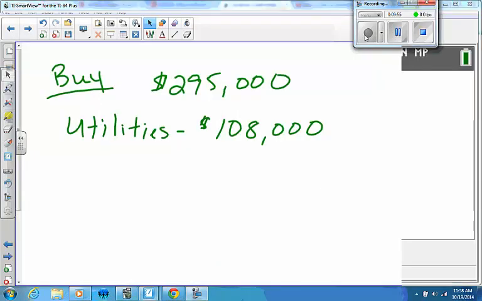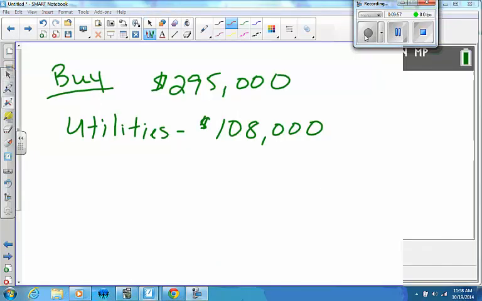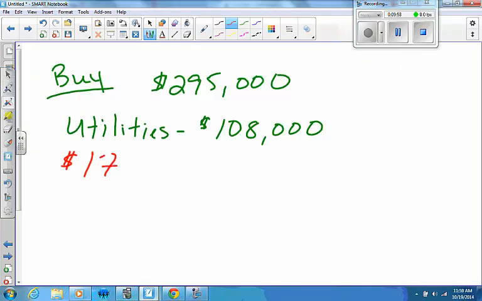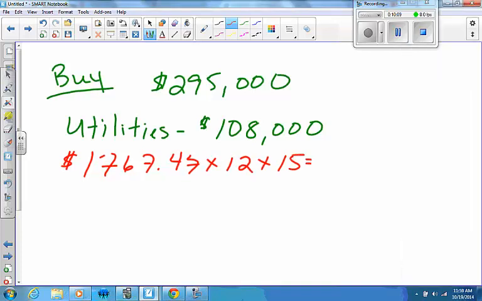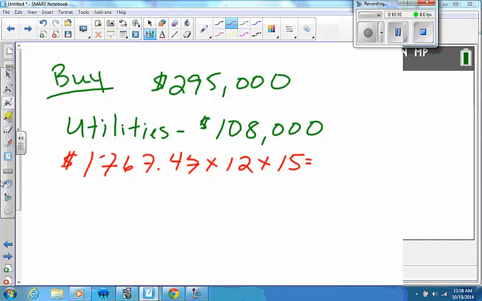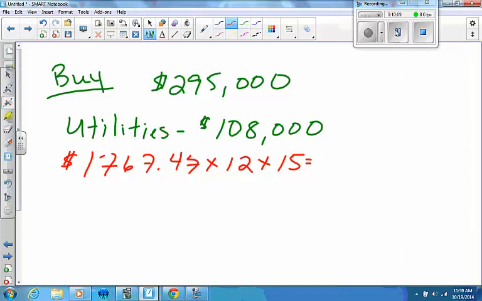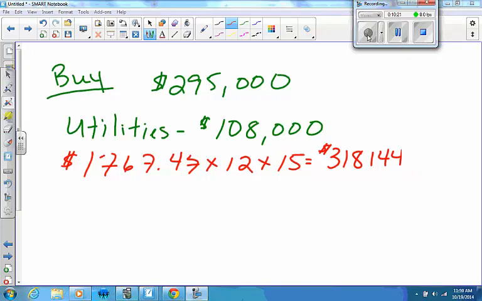If I write down my monthly mortgage payment, $1,767.47, and multiply that by 12 and then by 15, I get the cost to live there over those 15 years. You notice that just to live there, I'm going to spend $300,000 plus, which is way more than I spent on renting already. But there's some value in the house, right?